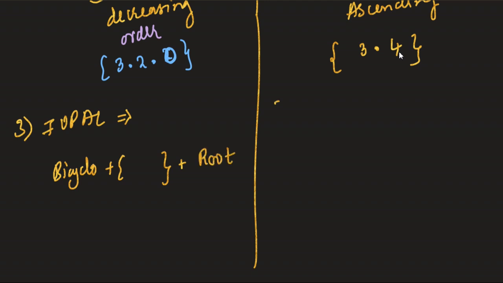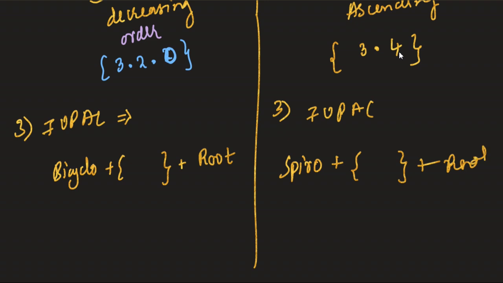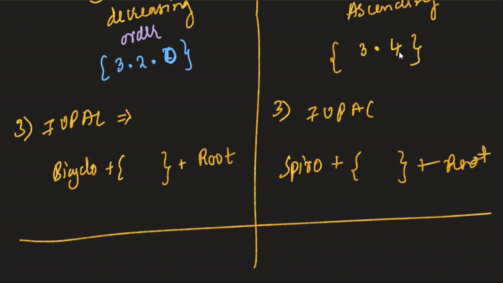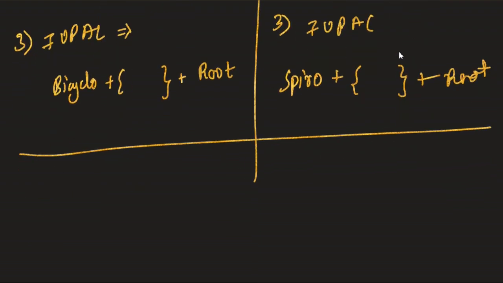Next, what about here? How to write the IUPAC name for spiro compounds? Spiro word plus bracket path plus root word. Don't worry, we'll do a few examples, then you people can understand. So we'll write down the first example.